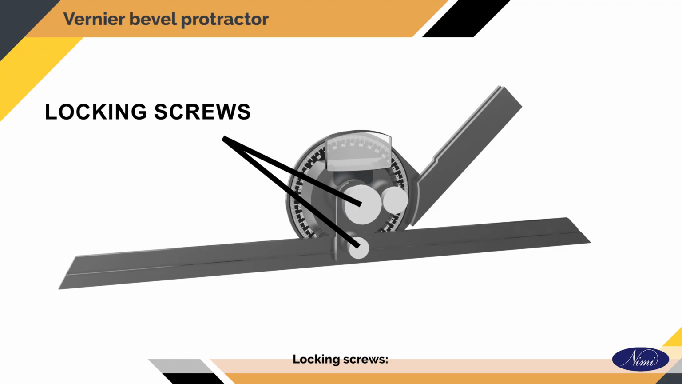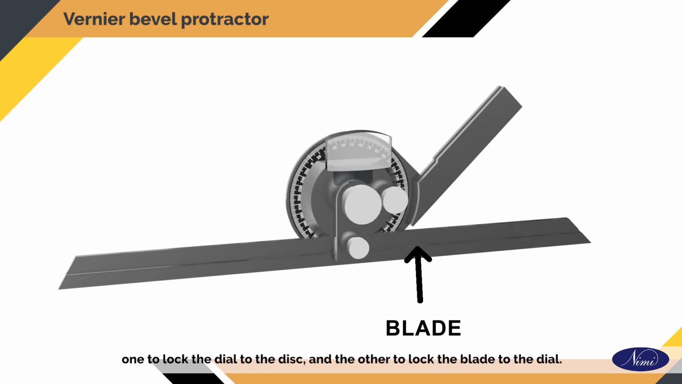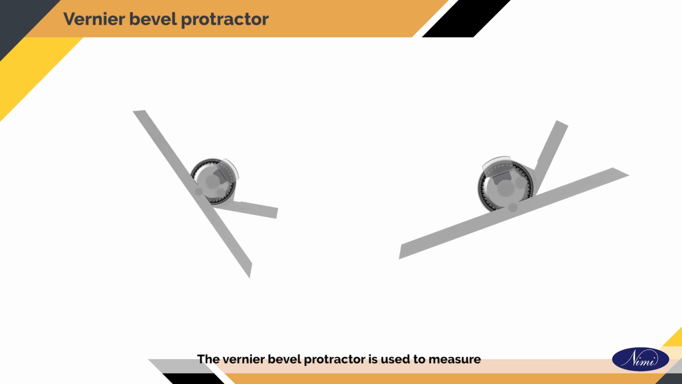Locking screws. 2 knurled locking screws are provided. One to lock the dial to the disc and the other to lock the blade to the dial. The vernier bevel protractor is used to measure acute angles less than 90 degrees and obtuse angles more than 90 degrees.